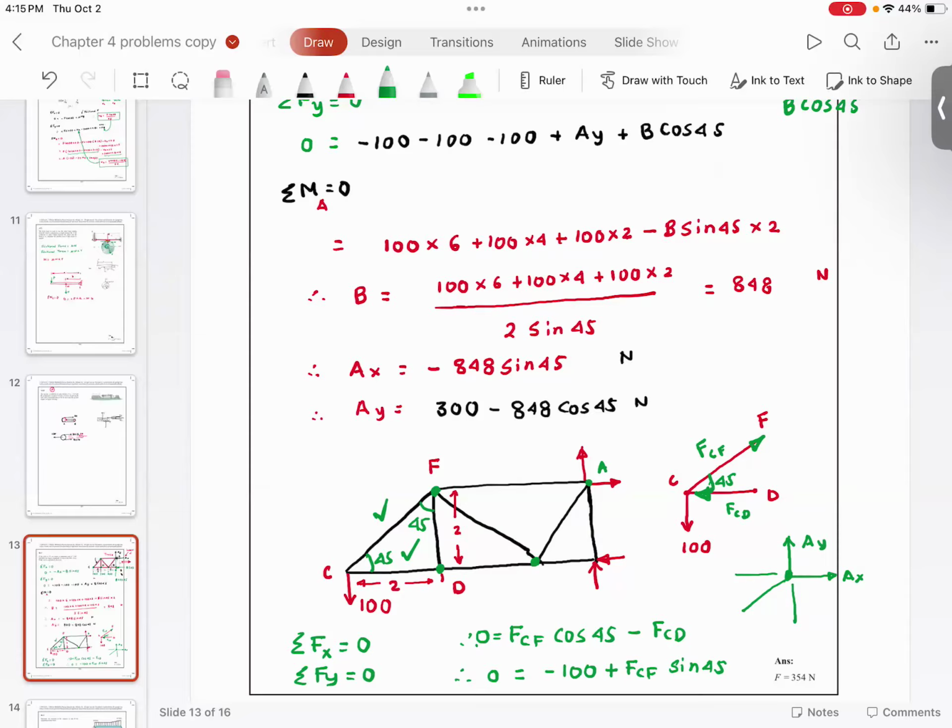So next chapter is solving trusses. So next week we'll finish trusses. So again, use the governing equations of statics and solve truss.